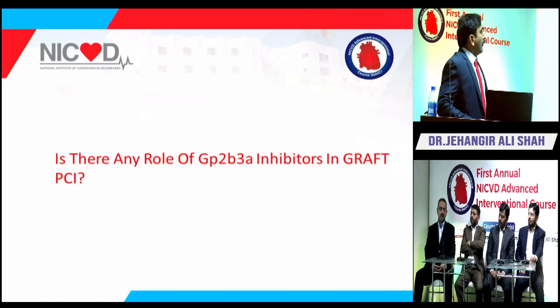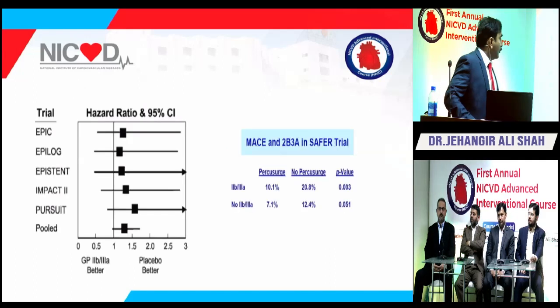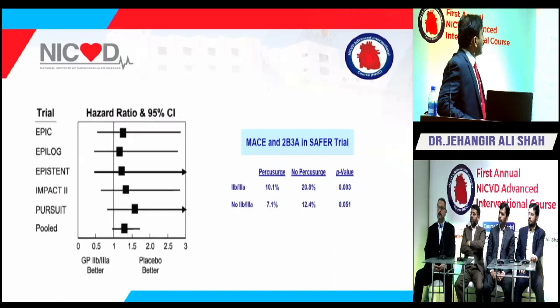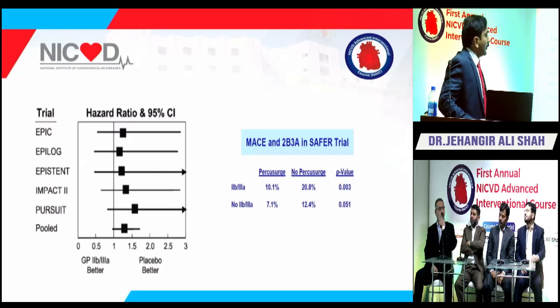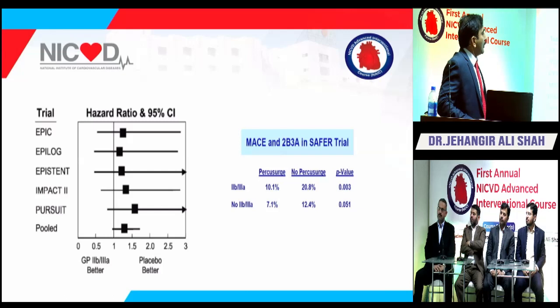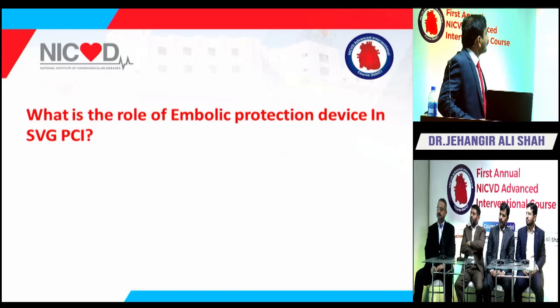So what is the role of glycoprotein 2B/3A in SVG? You all know there is no role. It was proved in these five trials: EPIC, EPILOG, EPISTENT, IMPACT and PURSUIT. They compared with placebo; there was no role, and even the bleeding rate was high. Even with the distal embolic protection device, with the use of glycoprotein 2B/3A inhibitors, the MACE rate was high.